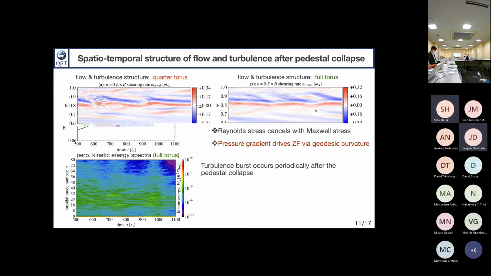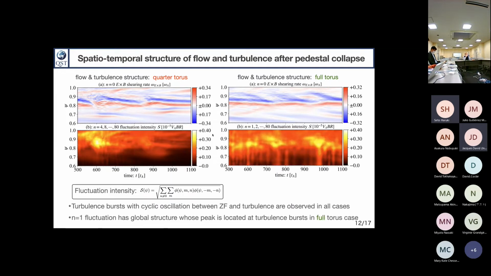The left figures are the spatiotemporal structure of E-cross-B shearing rates at the top, and the spatiotemporal structure of turbulence intensity at the bottom. And the right is for the full torus case, respectively. So turbulence bursts with cyclic oscillation between zonal flow and turbulence are observed in both quarter and full torus cases, but the n equal 1 fluctuation has a global structure.